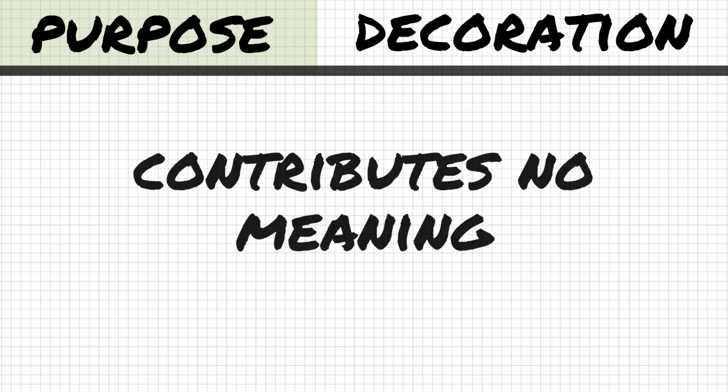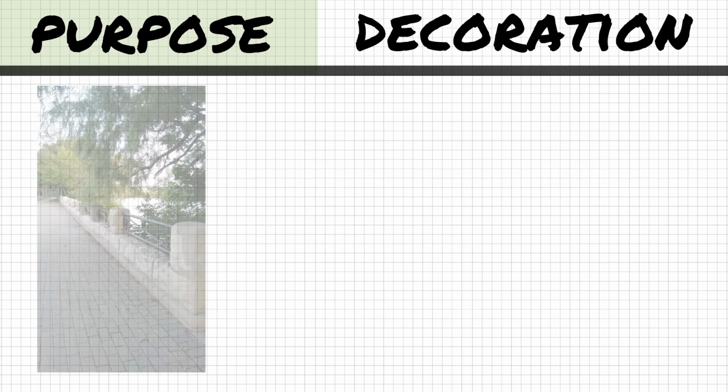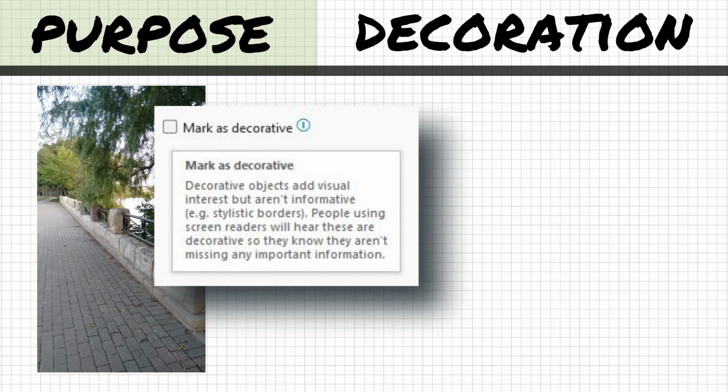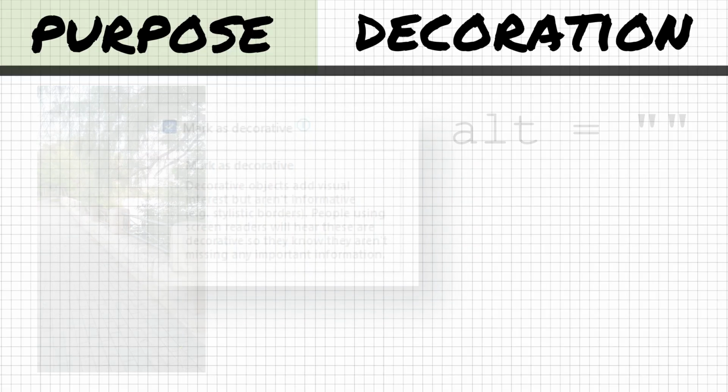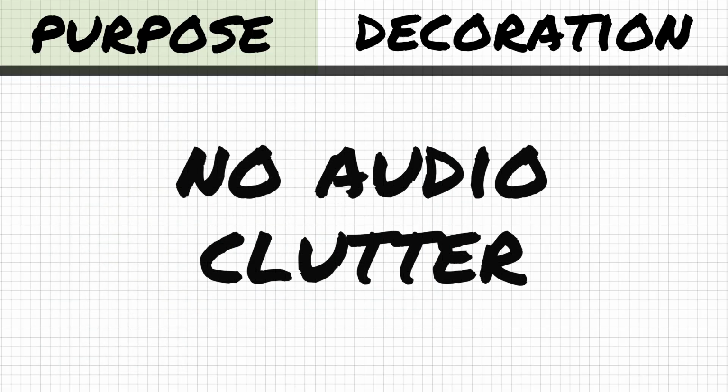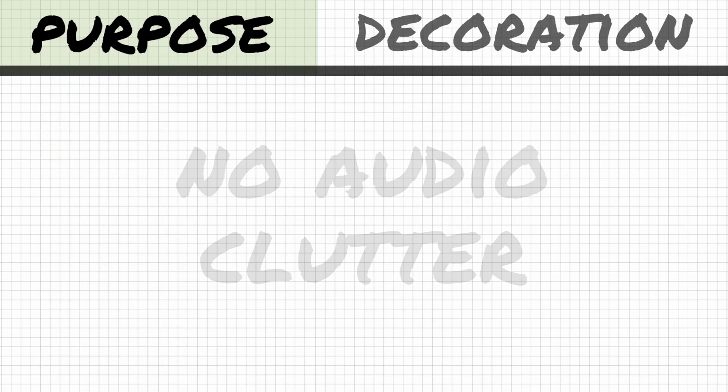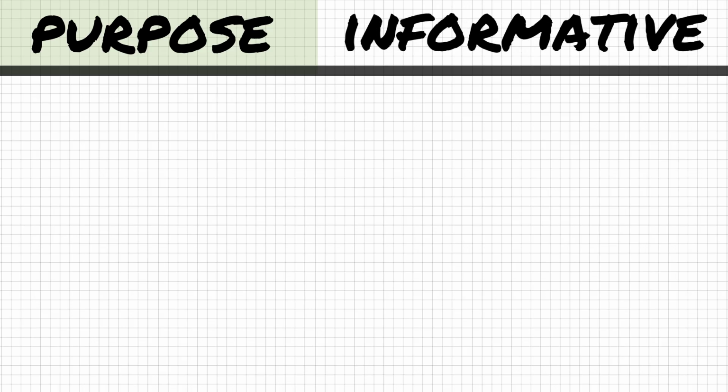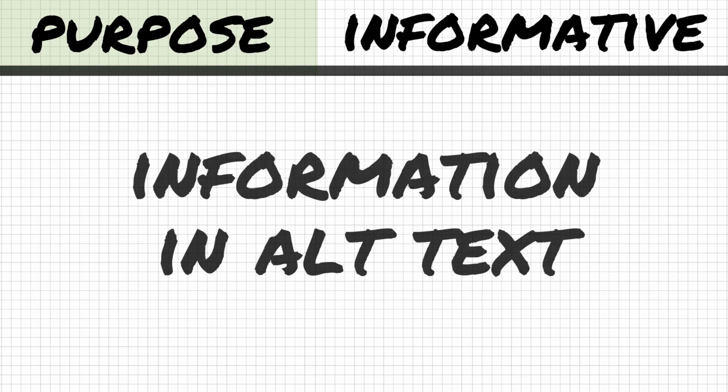One image purpose is decoration. A decorative image contributes no meaning. You should include empty alt text for a decorative image. This might mean checking a box that indicates the image is decorative, or if you're working in the HTML, putting alt equals quote quote in the tag attributes. Assistive technology like a screen reader will ignore the image if it has empty alt text, so it won't contribute audio clutter. If the image is informative, communicate that information in the alt text.